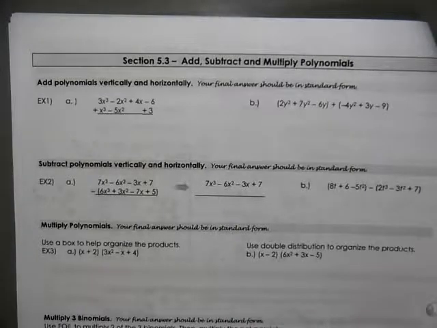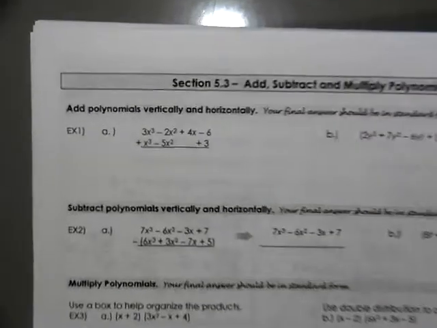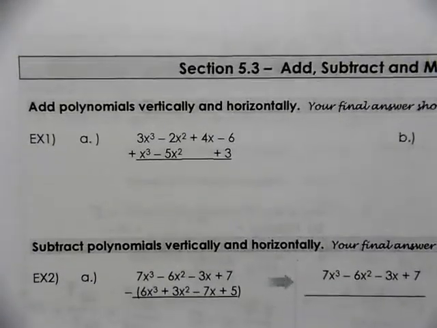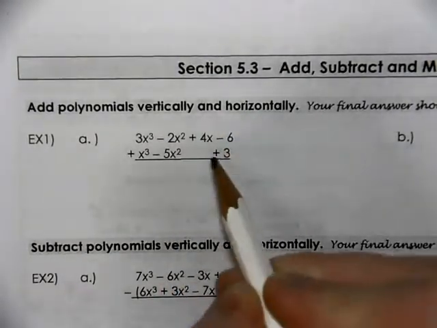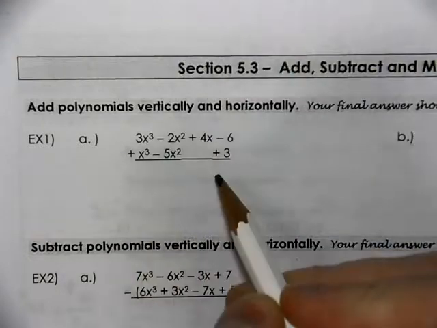This is Algebra 2 with trig, section 5.3. We're adding and subtracting polynomials. We're going to look at this first one. This is one way you could set it up. Set it up in a vertical fashion, so we're going to keep our like terms together.